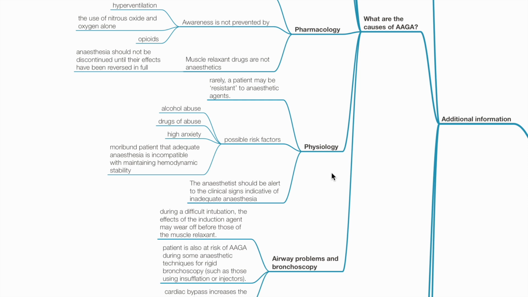Physiological causes. Rarely a patient may be resistant to anesthetic agents. Possible risk factors include alcohol abuse, high anxiety, drugs of abuse, and a moribund patient where adequate anesthesia is incompatible with maintaining hemodynamic stability. The anesthetist should be alert to clinical signs indicating inadequate anesthesia.